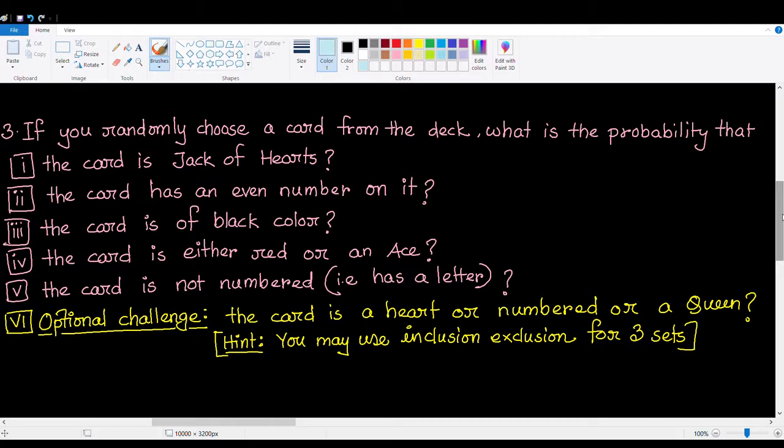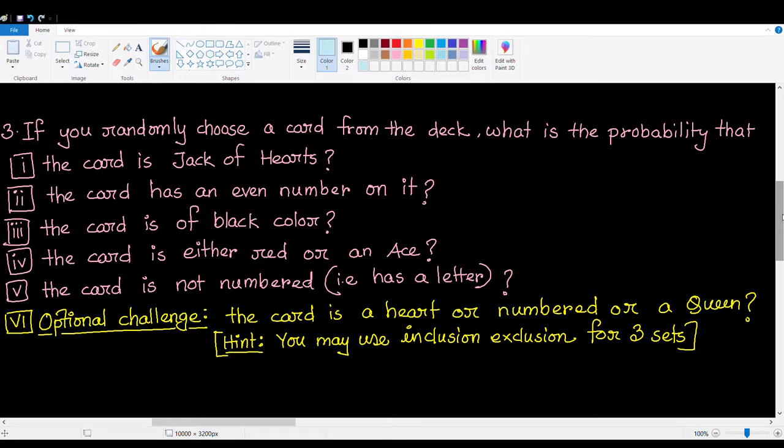Question number 2 is that the card has an even number on it. You already know there are 9 numbered cards in each suit. So how many of them are even? You have to calculate that. Then you are going to finally get the result.